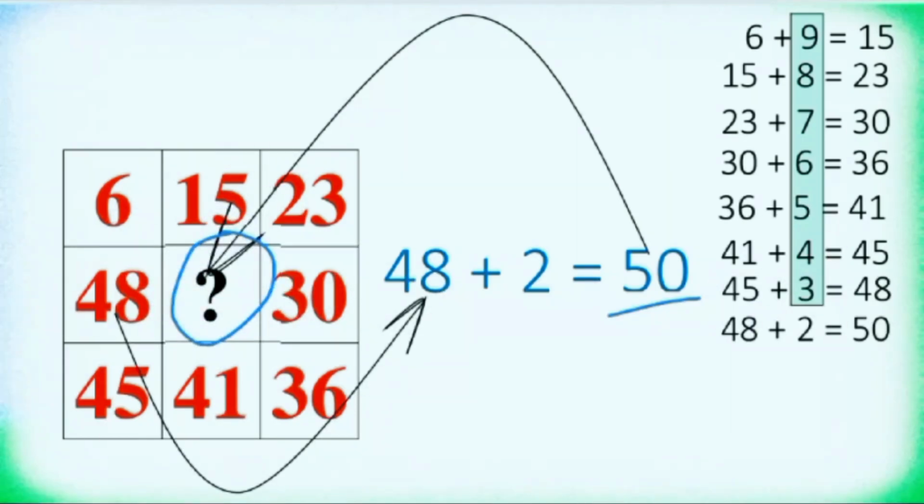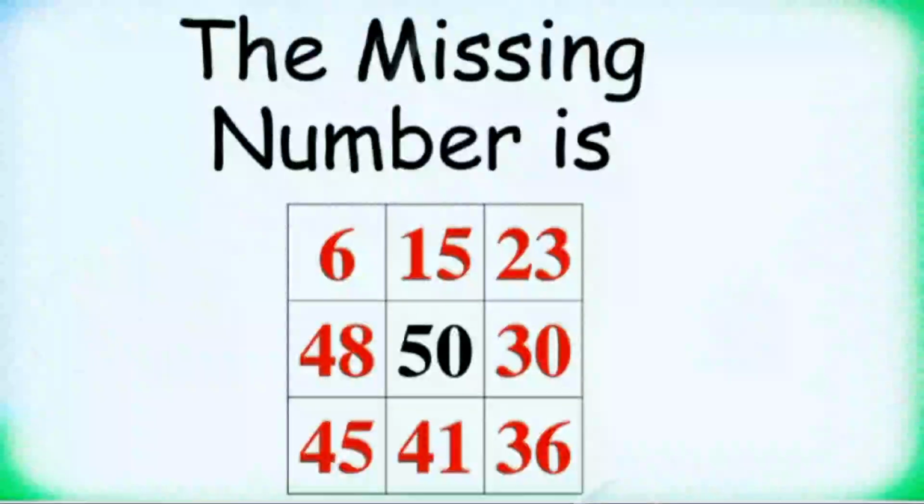So here we find the missing number by this method. The missing number is 50.